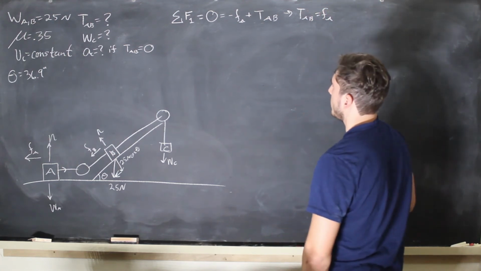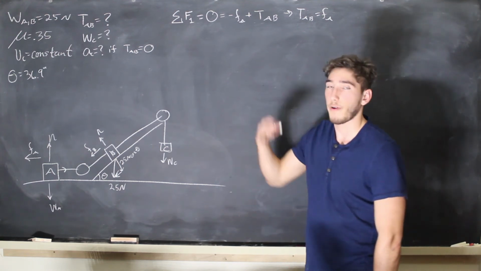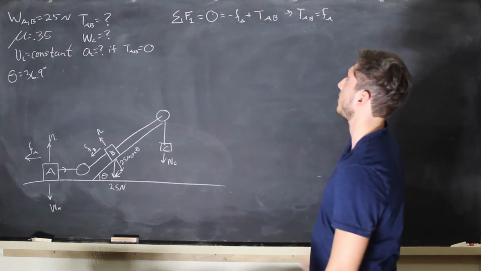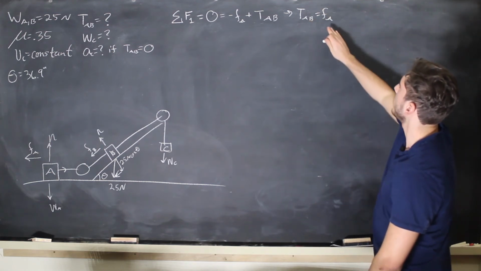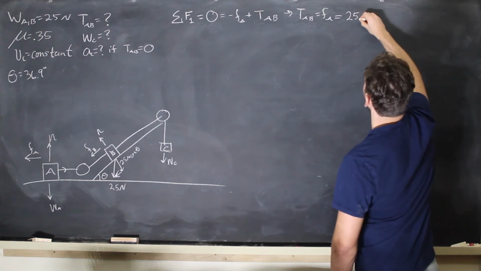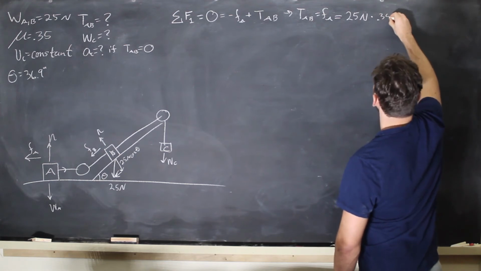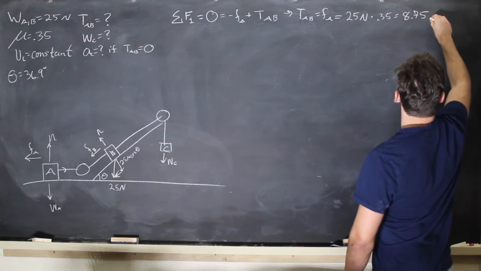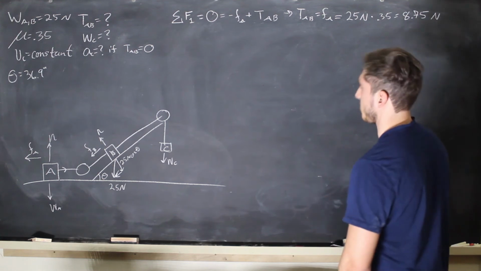Okay? Now let's look at the system as a whole. We found T of A, B, now we want the weight of C. And of course, I haven't solved for this numerically yet. But okay, let's just solve for it numerically. This is equal to 25 newtons times 0.35, which is 8.75 newtons. I'm pretty sure that's what it is.